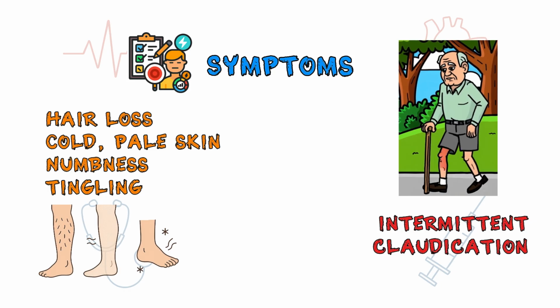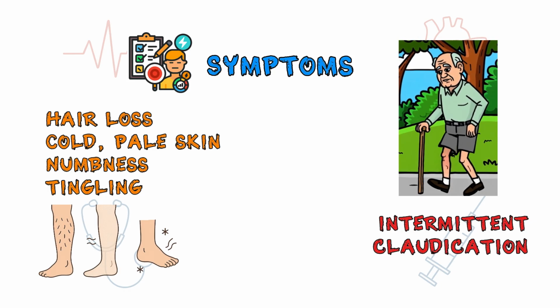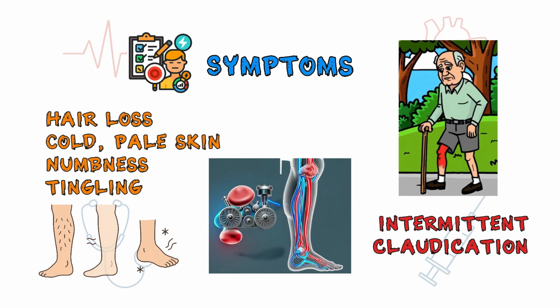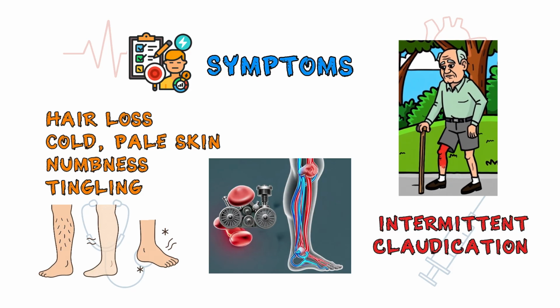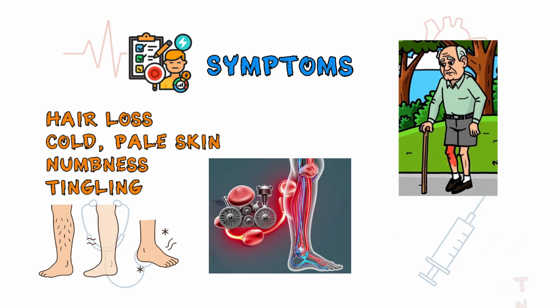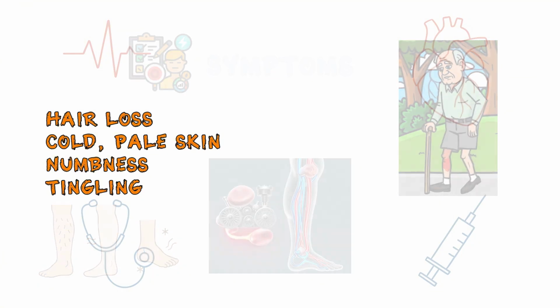If we're talking about analogies, you can imagine leg muscles like little engines. When you walk, they need fuel, meaning oxygen. If the arteries are narrowed, they don't get enough fuel and they complain with pain. When you stop, fuel demand goes down and pain fades.